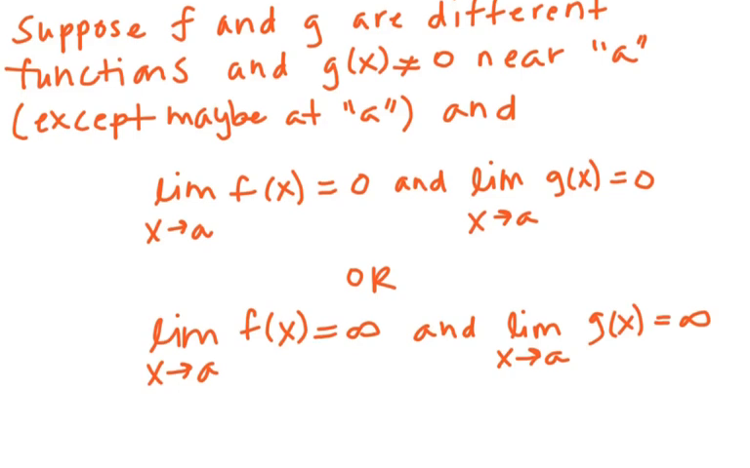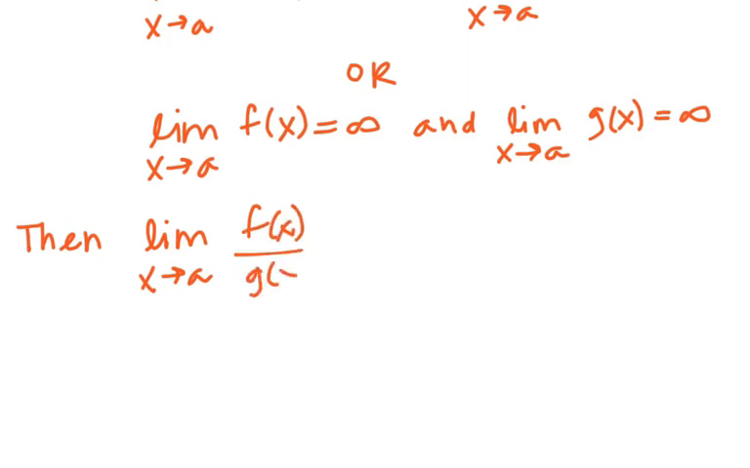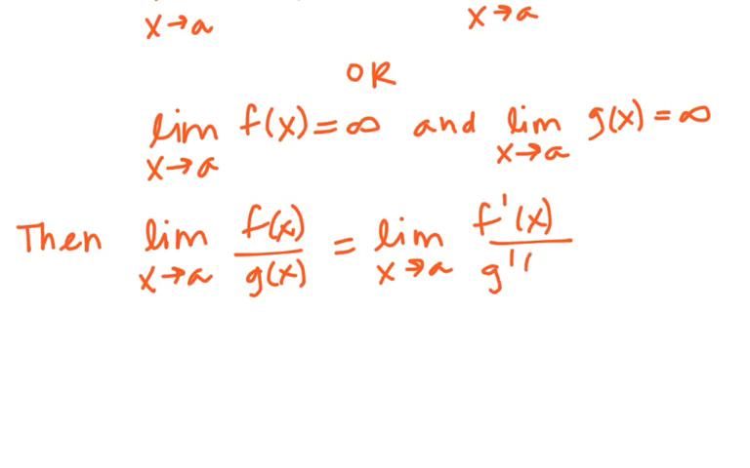If all that is true, how does this have anything to do with derivatives? Well, that's what the rule is going to tell us. Then the limit as x approaches a of f of x divided by g of x, here's the fun part, equals the limit as x approaches a of f prime of x over g prime of x.